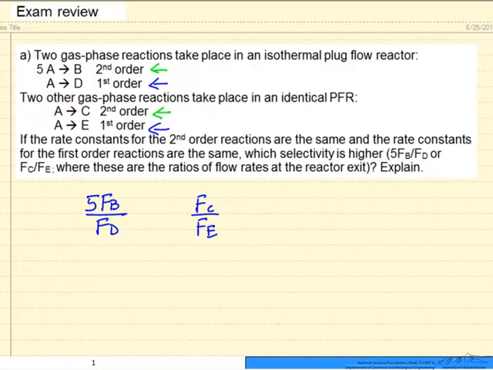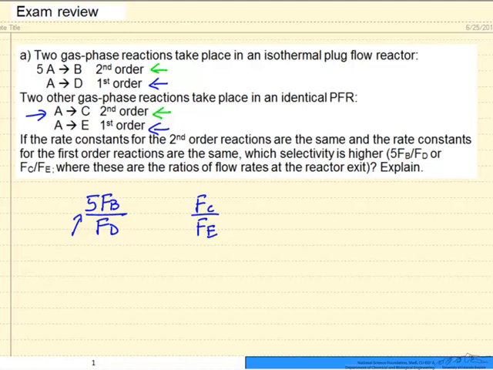The reason the 5 is here is because we want to compare selectivities. We're comparing now how much A reacts by each of the reactions. And so when 5 moles of A react, we only make 1 mole of B, but 5 times as much of A is used up in this reaction than if the stoichiometry of the second reaction was only 1 mole. And so the question is, which one's greater?